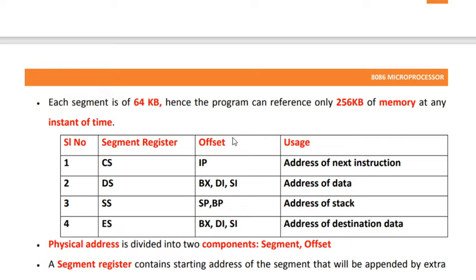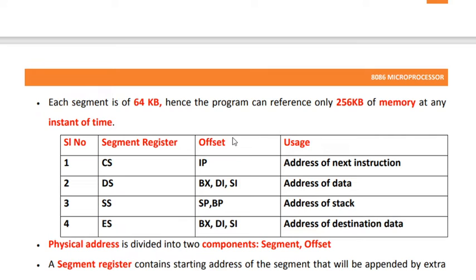Now here, as I've said, there are four segment registers that mark the beginning of the individual segments. Now, along with the segment registers, you have the respective offsets. So with the code segment register, we use offset as IP. With the data segment register, we use offset as BX, DI, and SI. With stack segment register, we use offset as SP and BP. And with extra segment register, we use offset as BX, DI, and SI.